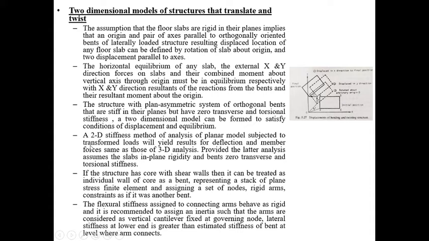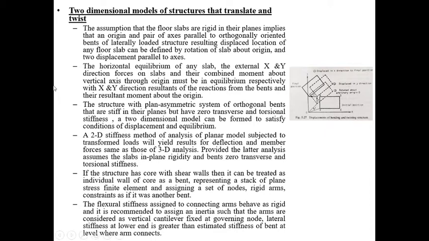The next is the 2D, that is the two-dimensional stiffness method of analysis for the planar models. When it is subjected to transformed loads, it will give the results for deflection and member forces the same as those of the 3D analysis, provided that the analysis assumes the plane has in-plane rigidity and zero transverse and torsional stiffness. So it should have zero transverse and torsional stiffness. Then the results of 2D will be the same as for the 3D analysis.